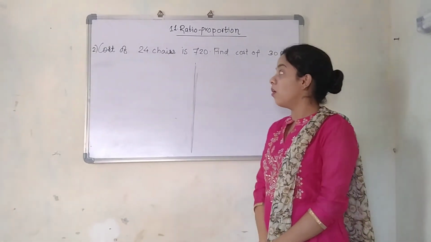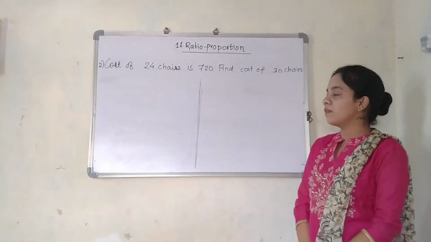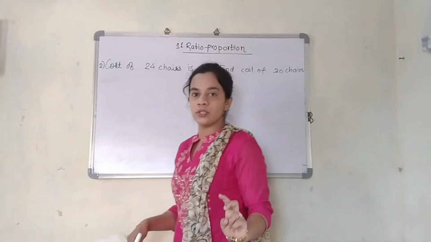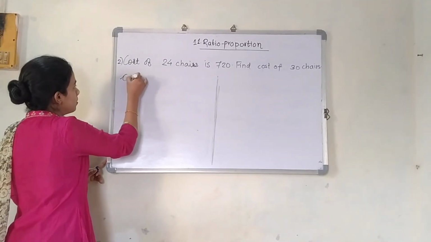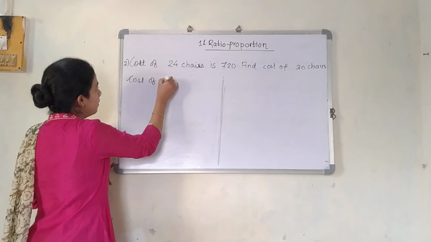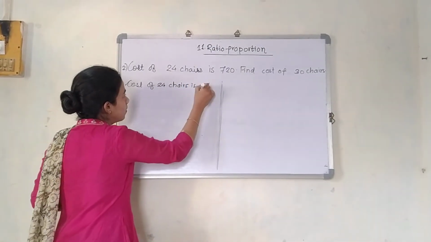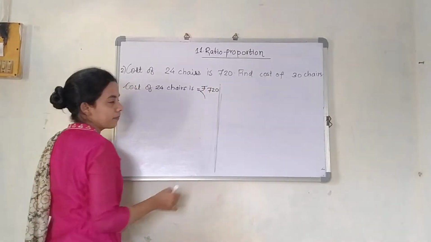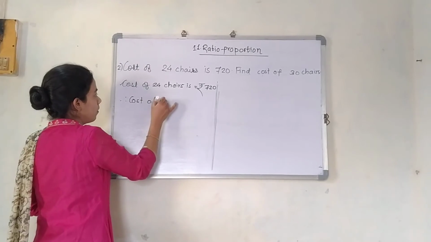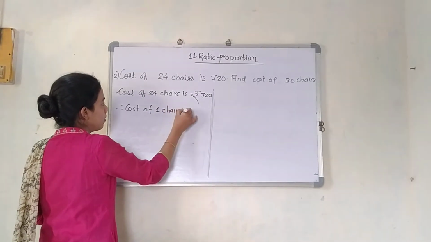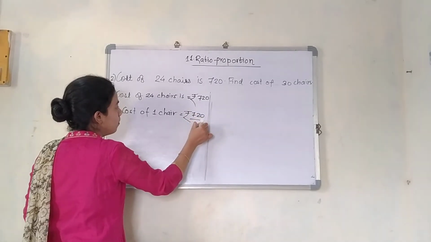So the cost of 24 chairs is 720. Find the cost of 30 chairs. What is our first step? We are going to write down the first sentence as it is. Cost of 24 chairs is rupees 720. Therefore, cost of 1 chair, how much? Yes, 720 divided by 24.